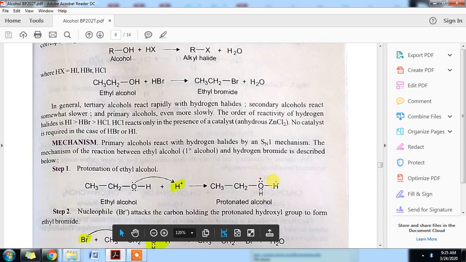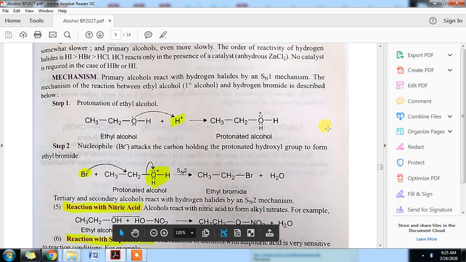It's now a bulky group, so it can leave very easily. So once the Br minus attacks, this group is going to leave very easily. So it's going to be an SN2 reaction. No, you are seeing, it attacks from the back. So it gives CH3CH2Br, and this is a primary alcohol you are seeing, right?